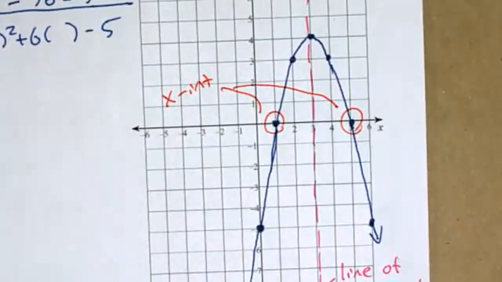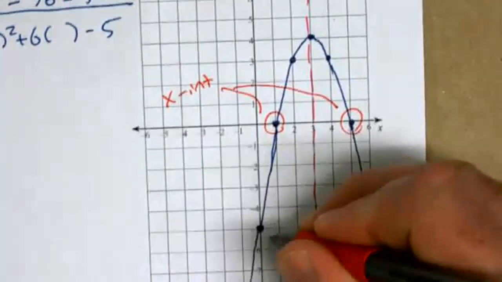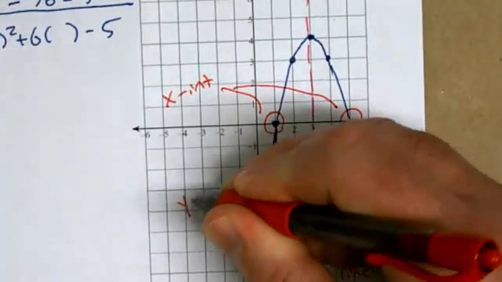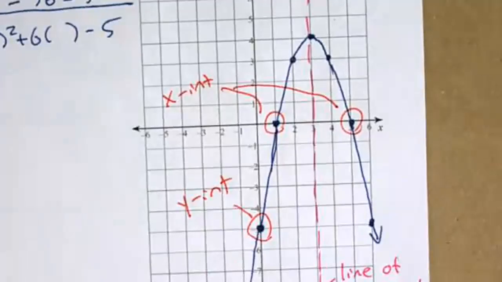How about a y-intercept? Is there a y-intercept on your graph? Let's label that our y-intercept. That's an important point. Make sure you're labeling these, folks.